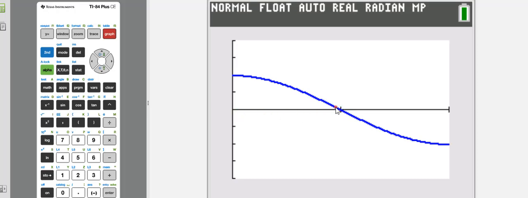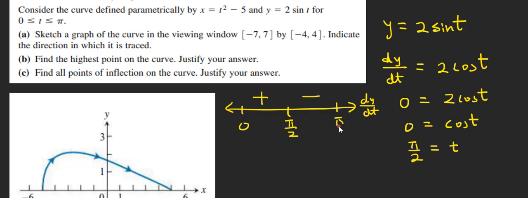And from 0 to pi over 2, the graph is above the x-axis, which means that 2 cosine of x is positive. And from pi over 2 to pi, 2 cosine of x is below the x-axis, which means it will be negative. So using our graphing calculator, it matches our analysis over here.